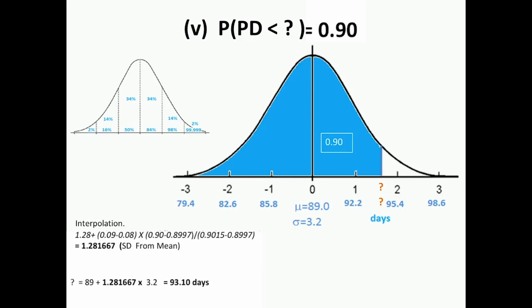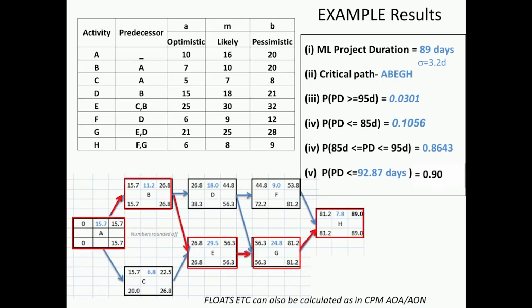Okay. So, I am 90% confident that I will finish the project within 92.87 days. This has given an illustration of how the normal distribution of project duration can be used not only to estimate the duration given a particular probability, but also the probability given a particular duration.